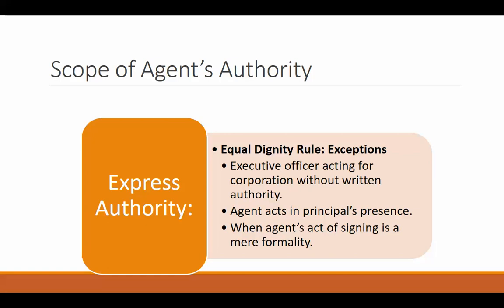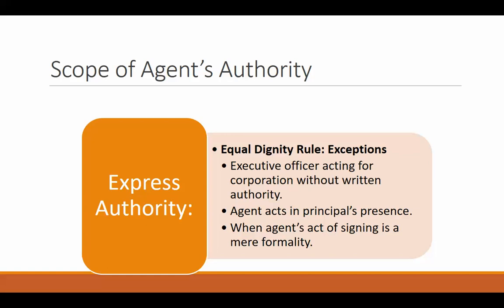Express authority can have exceptions. So if we have an officer of a company acting for the corporation and doesn't have official written authority, we can assume that that executive officer is acting as an agent. If the agent is in the presence of the principal, is probably a better way to say it. If basically the principal is on hand supervising, then that can grant express authority even if there is not a contract signed.